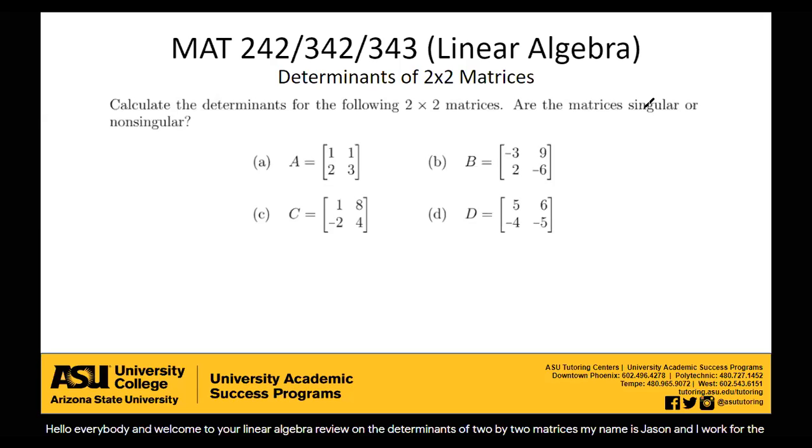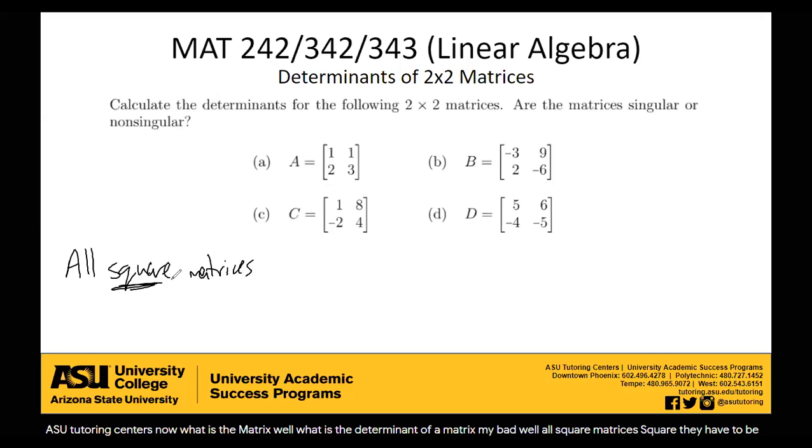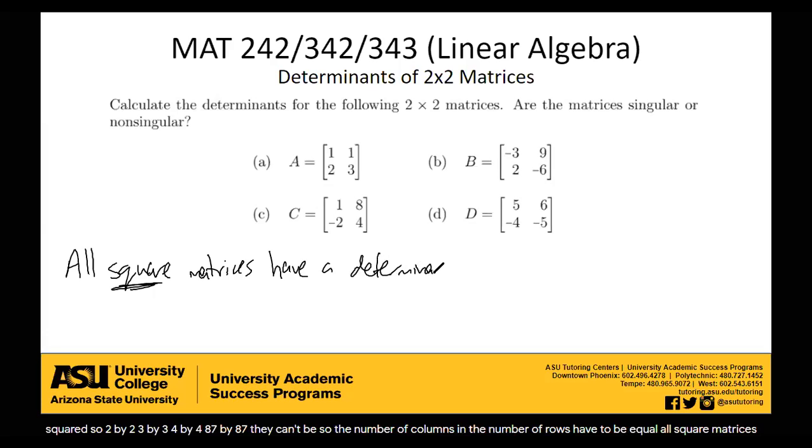Now, what is a matrix? What is a determinant of a matrix? Well, all square matrices, they have to be square. So 2x2, 3x3, 4x4, 87x87. The number of columns and the number of rows have to be equal. All square matrices have a determinant. And a determinant is essentially just a special number associated with your matrix. And we'll go over exactly how to calculate this number.